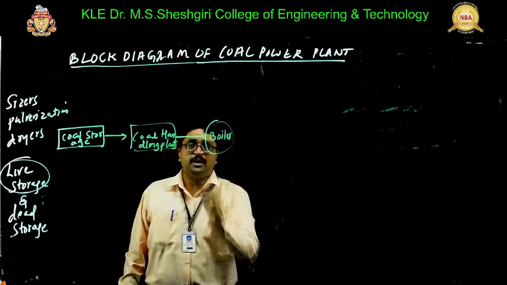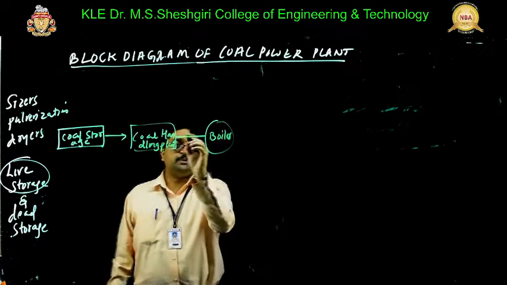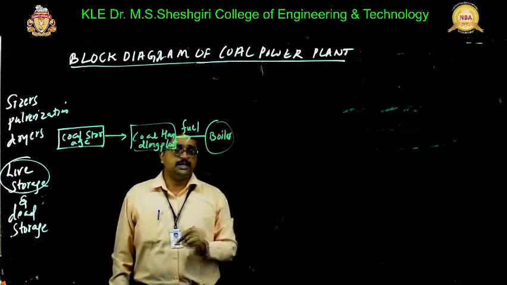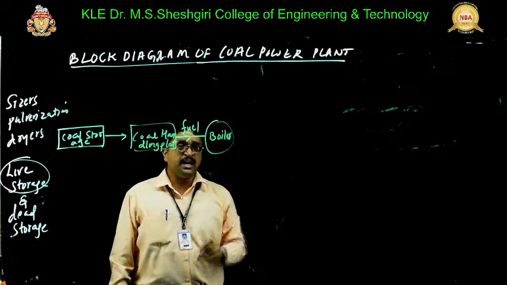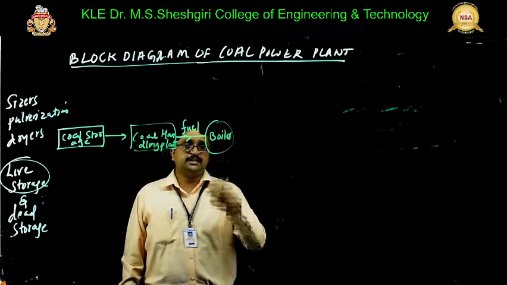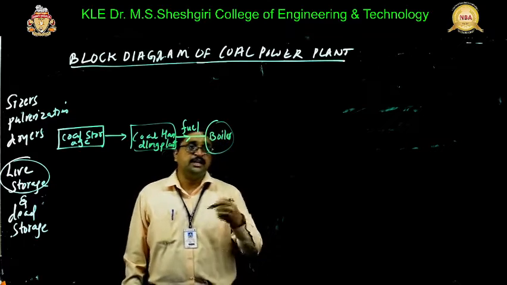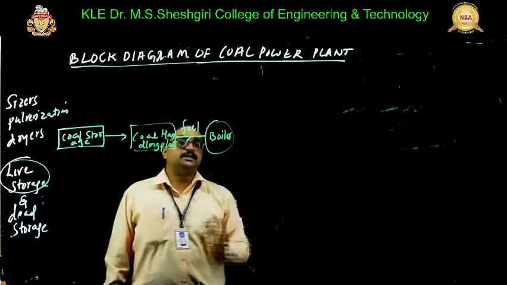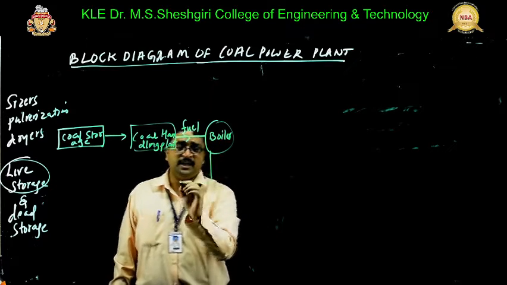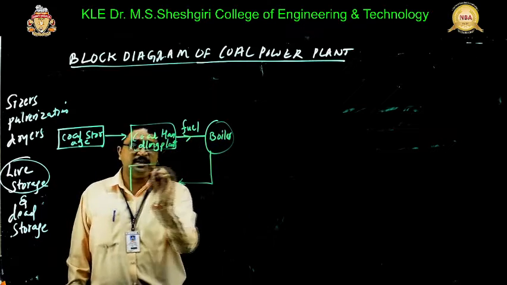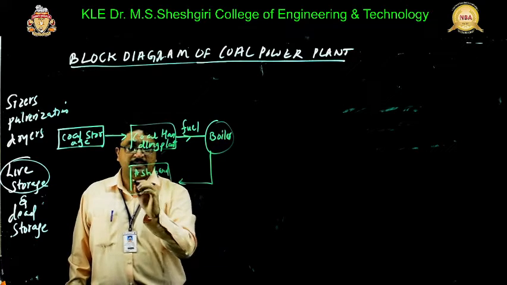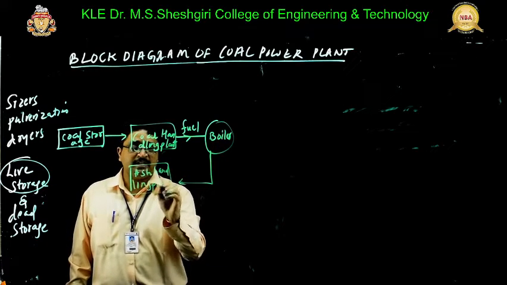Whatever fuel is there in the required form is fed to the boiler. There is a combustion process going on in the boiler, so soon after the combustion process, the coal is converted into what? Into ashes. That is given to the ash handling plant.